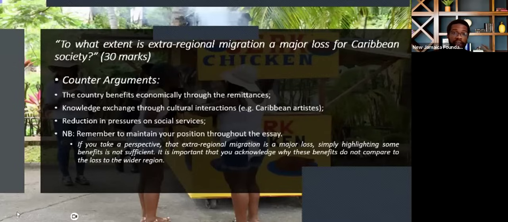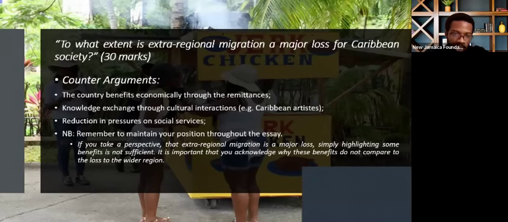You can look at potentially the promotion of knowledge exchange. So Caribbean artists might go overseas and might extend Caribbean culture. If you watch the recent Bob Marley movie, a large part of it took place in the United Kingdom, as Bob Marley had migrated to the United Kingdom. A lot of the culture that other countries in the US and the UK have about the Caribbean is usually from these migrants. You can also look at reduction in the pressure on social services. For instance, you have fewer persons going to school because they've migrated, and the government doesn't have to spend as much money. But remember though, to maintain your position throughout your essay.